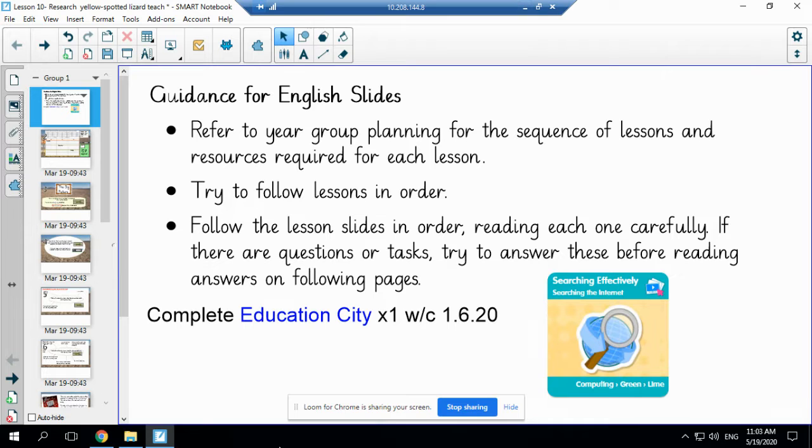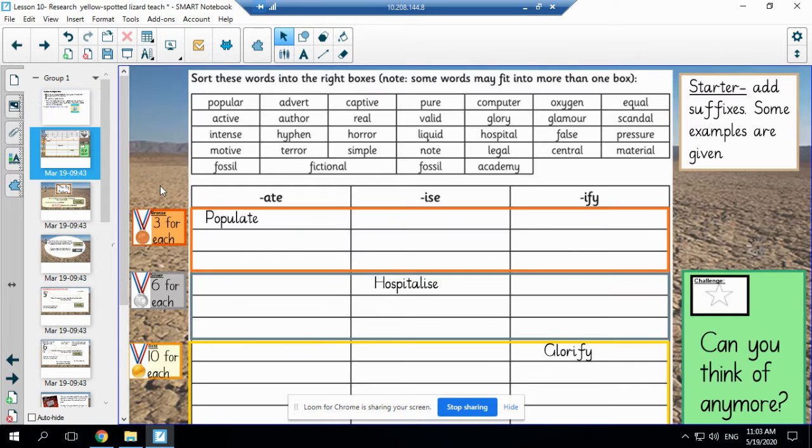Morning, Year 5. As you already know, these slides can be used alongside this video or they can be used independently. As well as working through this lesson, we would also like you to complete an Education City activity, which is all to do with how to search effectively on the internet, and that will be useful and will help you with this English lesson.